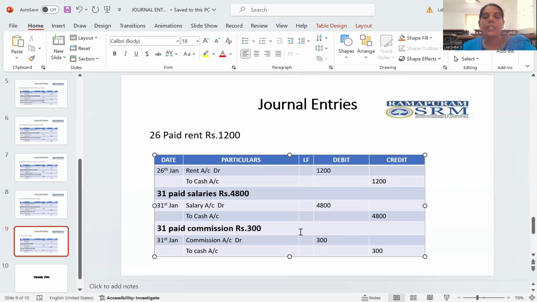So instead of following all the three account rules like personal, real, and nominal account, if you follow this clue, it would be very useful for both commerce and non-commerce students. I hope you all understand the journal entries here. Thank you so much.